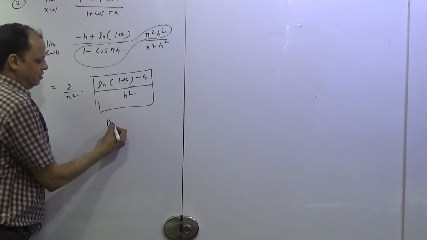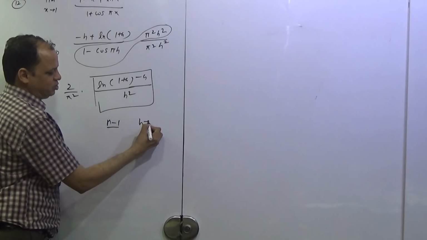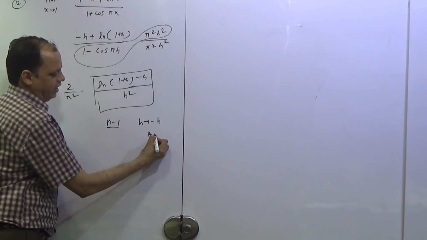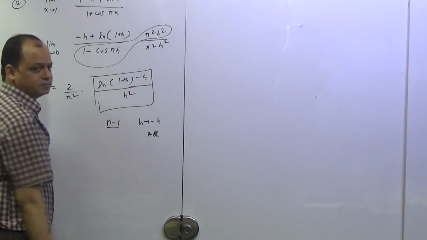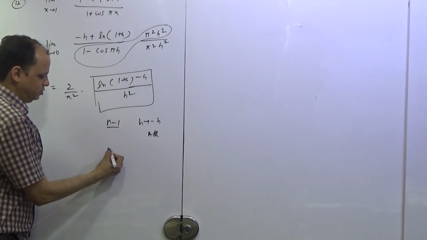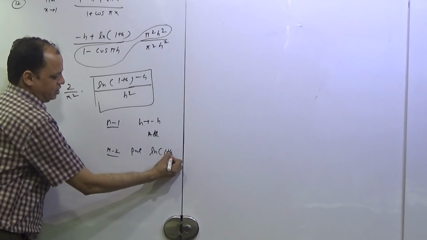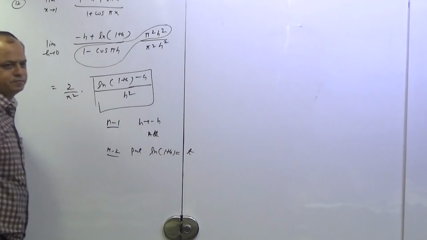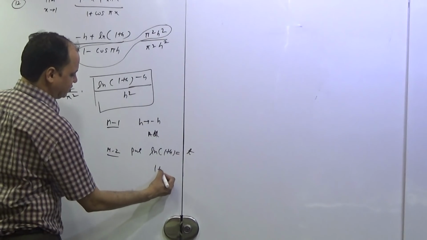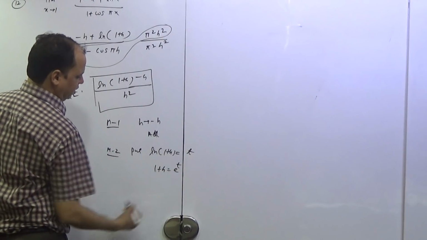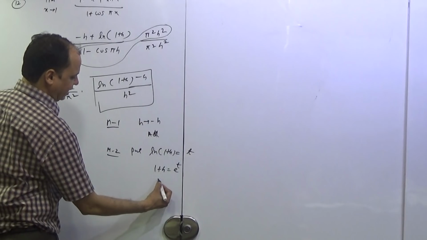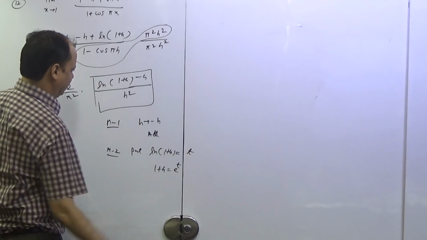Method 1, replace h by minus h. Method 2, function: put ln(1 plus h) equal to t. So you get 1 plus h equal to e to the power t. What do you get finally? h equal to e to the power t minus 1.